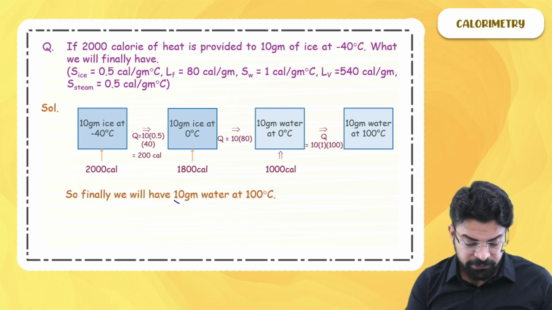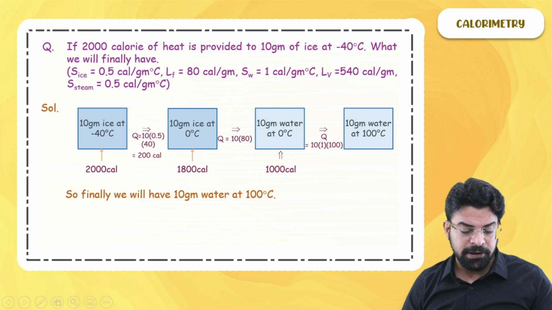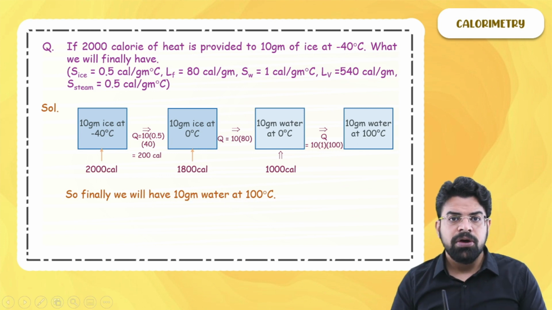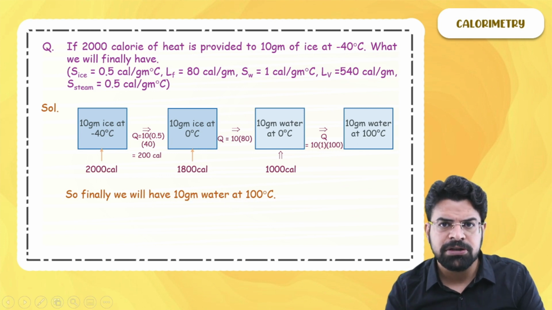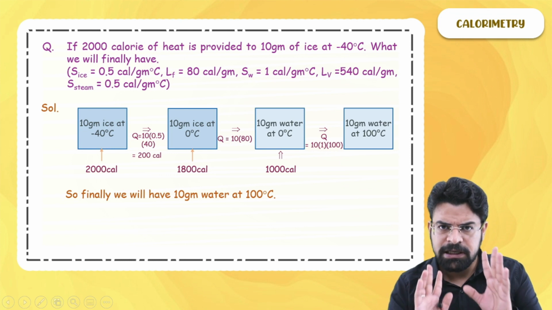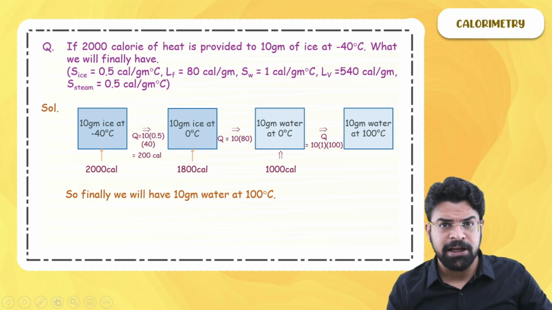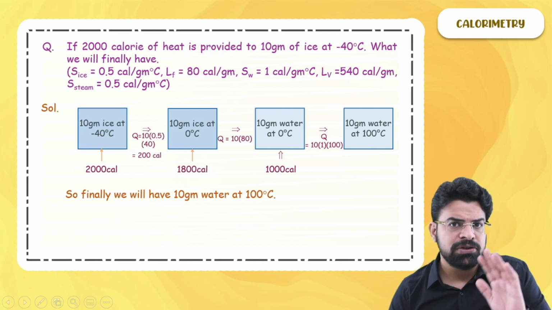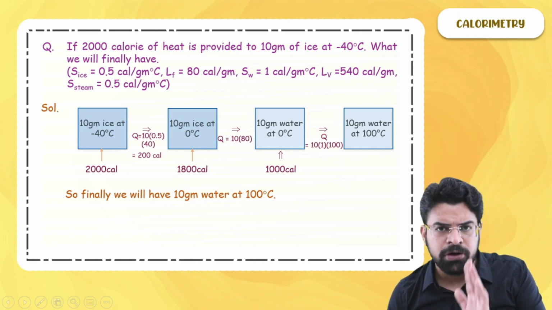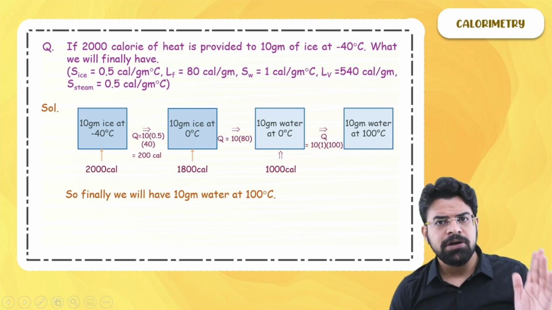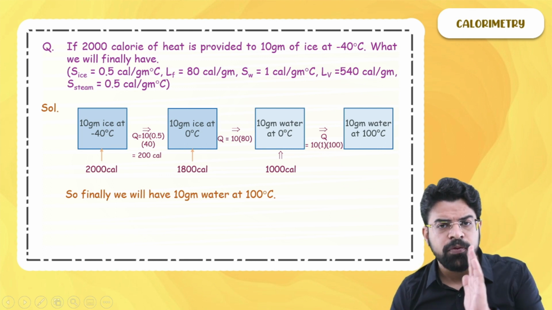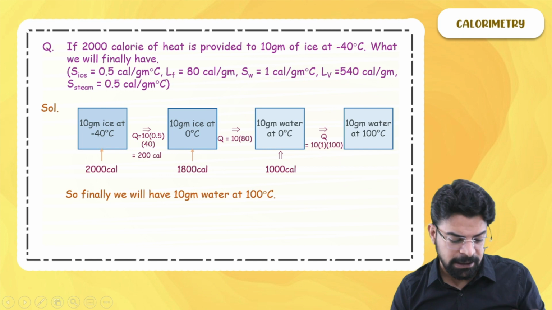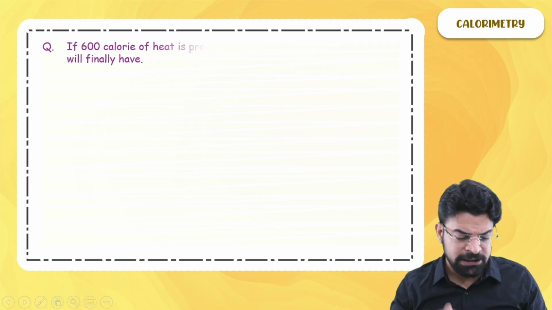So finally we will have 10 gram of water at 100 degrees centigrade. So this is how we work around the phase transformation. If you haven't got it, do not worry, keep listening, but be very careful. I will suggest at this point, if you haven't understood the examples till now, pause the video, go back, listen to the examples once again before you move on to the next example. So the next example is a simple one.